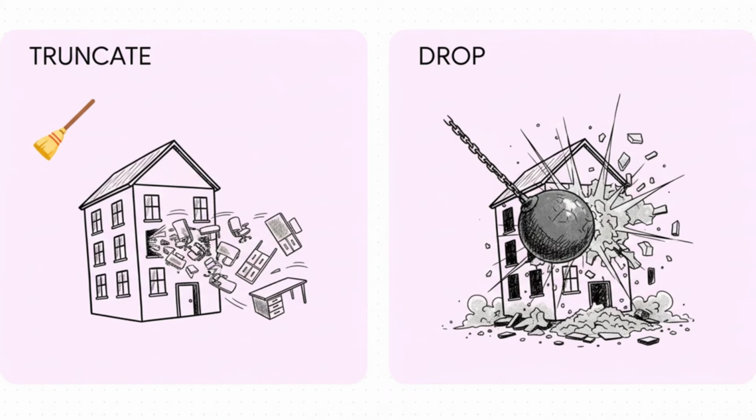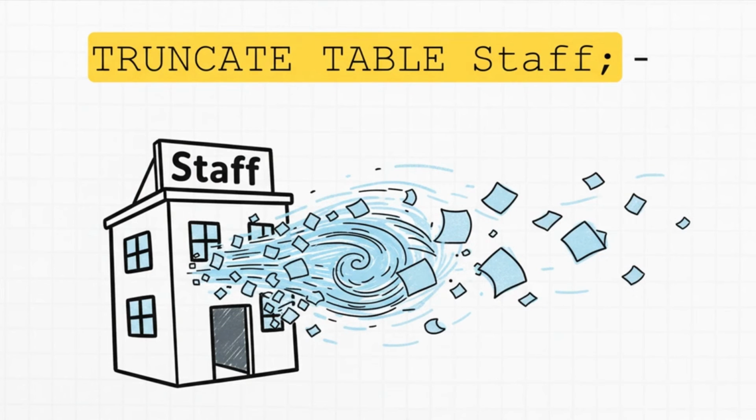Drop, on the other hand, drop is the wrecking ball. It doesn't just empty the building, it levels the entire structure, foundation and all. It's gone. Poof. Forever. And this command right here perfectly captures that idea of a swift cleanup. Truncate table staff instantly deletes every single row of data, but it leaves that table structure perfectly intact. It's unbelievably fast when you just need a clean slate, but you want to keep the design for later.